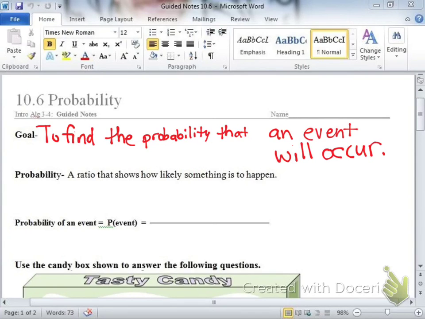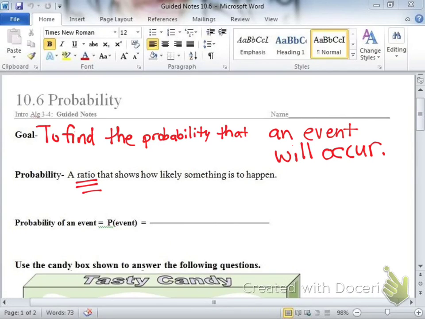You're probably saying, well, what is probability? Probability is a ratio that shows how likely something is to happen. So keyword ratio. Ratio is a comparison of two numbers. So we're comparing the likelihood that it will happen to how many possible ways it could happen. Okay, so the probability of an event could be written like this. You might see this notation in the future, P, and then whatever the event is in parentheses. So the coin toss would say P, and then in parentheses it would say heads, because we're talking about the probability of a heads.